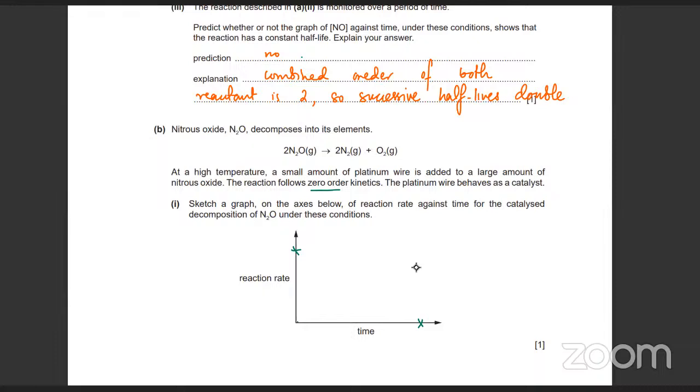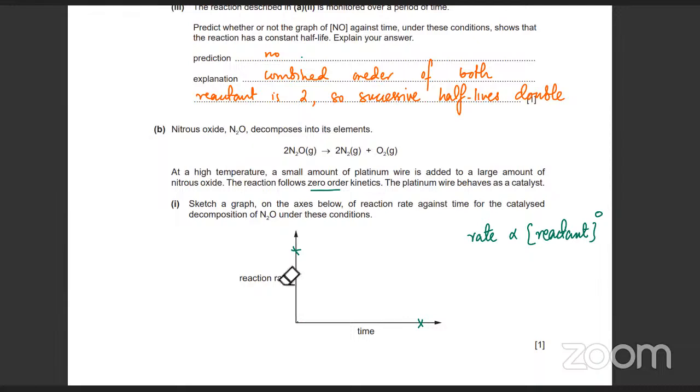Now, since it's a zero order reaction, will there be any effect on the rate as the reactant concentration decreases? Like you have the rate and your reactants are getting used up. Slow reaction. What does zero order mean? Is the rate dependent on the reactant concentration or not? No, it's not. So that means nothing would happen to the rate.